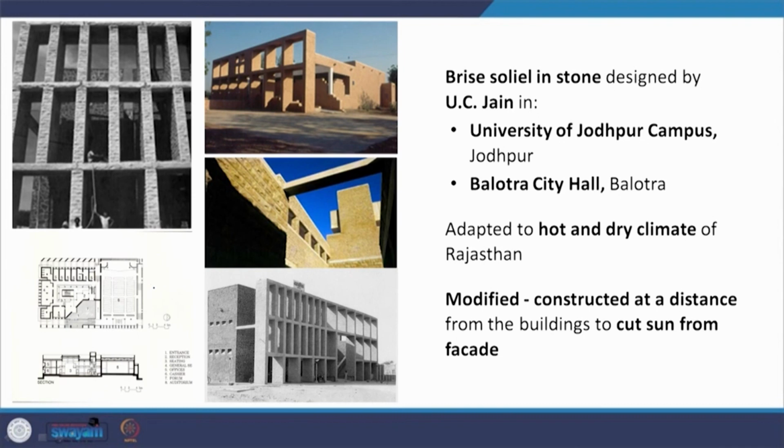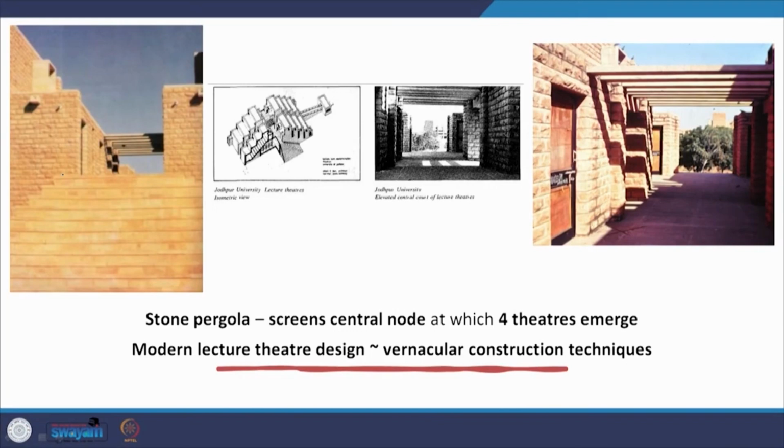I have already shown you this slide earlier in one of the presentations of Corbusier. We find this brise soleil in the University of Jodhpur, and we find it in another project called the Balotra City Hall. Now in his case, as I told you earlier, the brise soleil is not directly connected to the building as in the case of Corbusier, but it is adapted for the hot and dry climate of Rajasthan, in that it is constructed at a distance from the building to cut the sun from directly impacting on the facade of the building. Now the stone pergola that you find here, I just showed you earlier, screens the central node at which these 4 lecture theatres emerge here, as you find here.